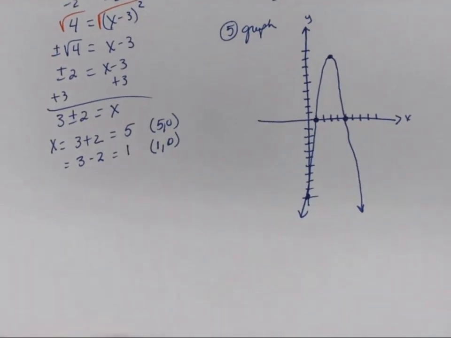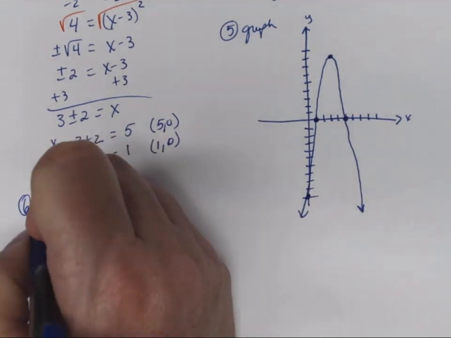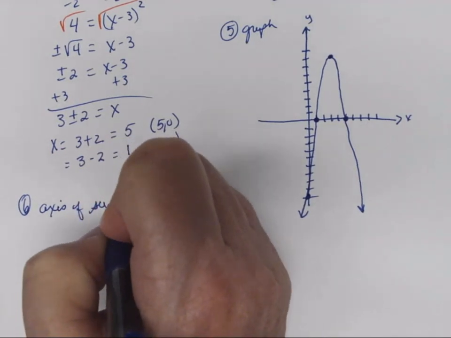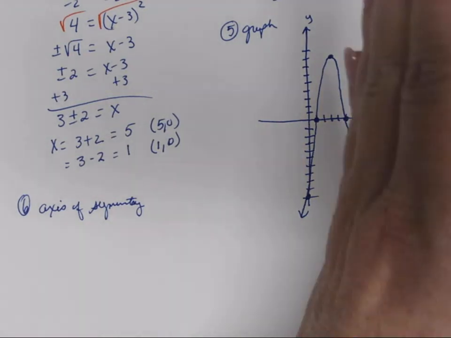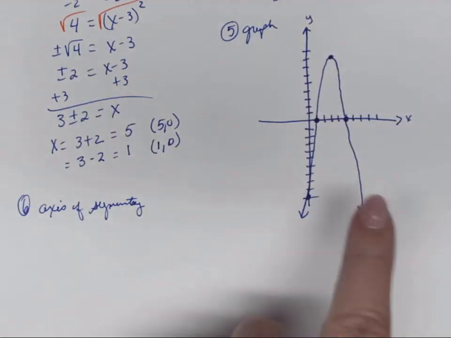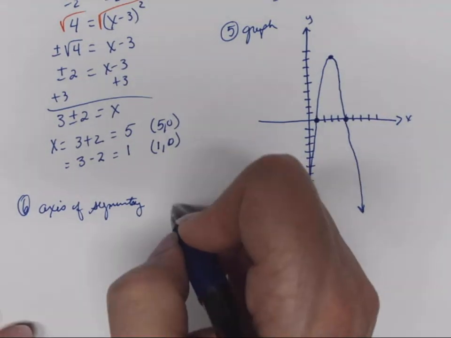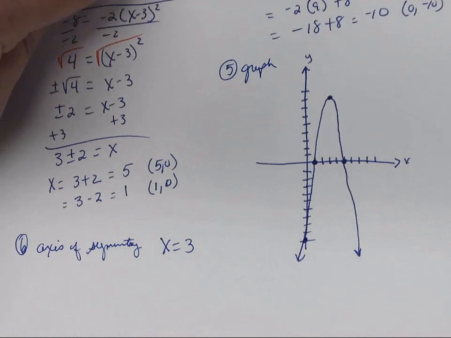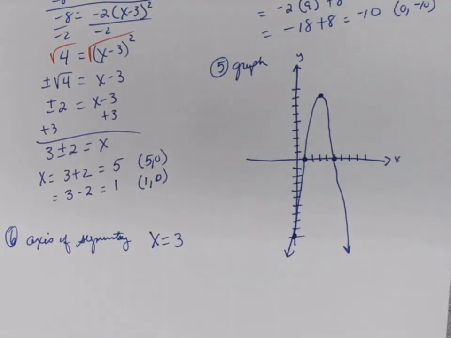All right, so our next part, part 6, is the axis of symmetry. So the axis of symmetry is where it's symmetrical. Where does it mirror at? Well, that's always going to come from that vertex, the x value in the vertex, and it's an equation. So it is x equal to 3. Remember, our vertex was (3, 8). So x equals 3.